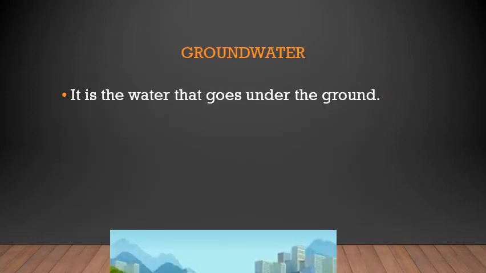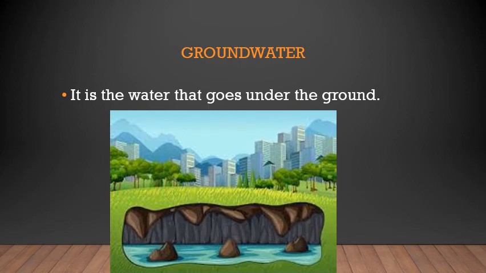Next is groundwater. It is the water that goes under the ground. Now, every day when it rains in front of your house, the water keeps flowing away. Now the water flows away and at some places it goes inside the ground. It goes inside the ground and it is stored under the ground. That is called groundwater. Now groundwater we can get out through wells or bore wells. We can use wells or bore wells to dig out water from the ground. This is called groundwater.